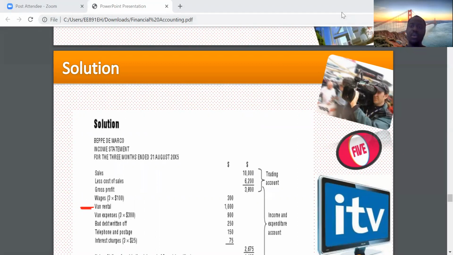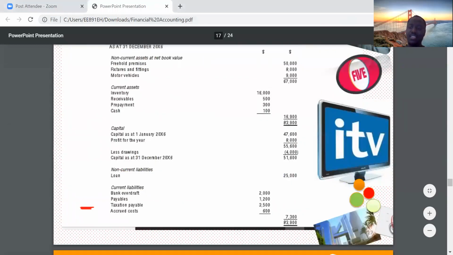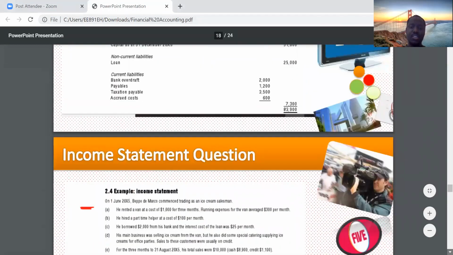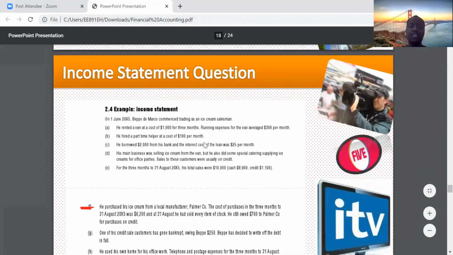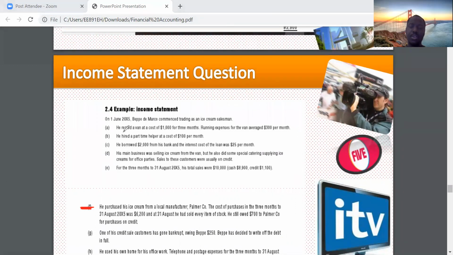Then let's go back to the question again. I went too far. If you go back to the question, it says running expenses for the van, average 300 per month. So the first expense we got was the van rental. Now we are moving on to the running expenses. If it's 300 per month, you are preparing this for 3 months. So 300 times 3 should give us 900.